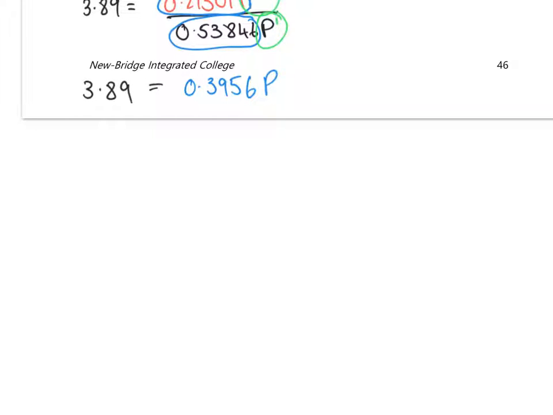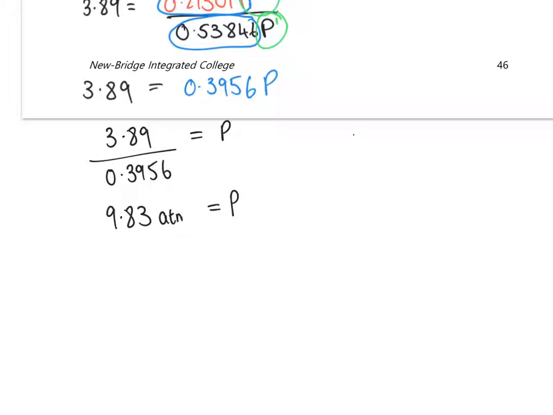So now I want to rearrange my equation to try and get P. To do that, I do 3.89 divided by 0.3956, bringing it over to the other side by dividing. And so what I work out is that P is equal to 9.83. Again, I look to my units of Kp and see that they're in terms of atmospheres. And so the total pressure must also be in atmospheres. So the total pressure is 9.83 atmospheres, which is the first part of the question.